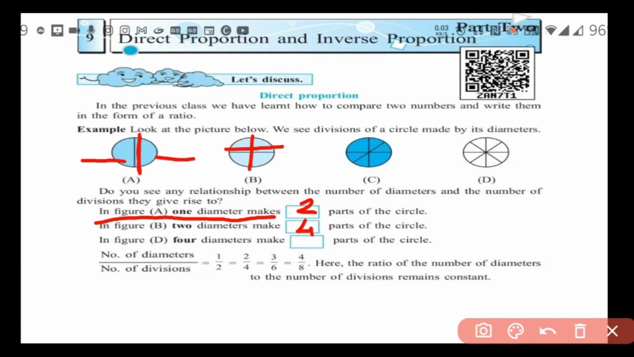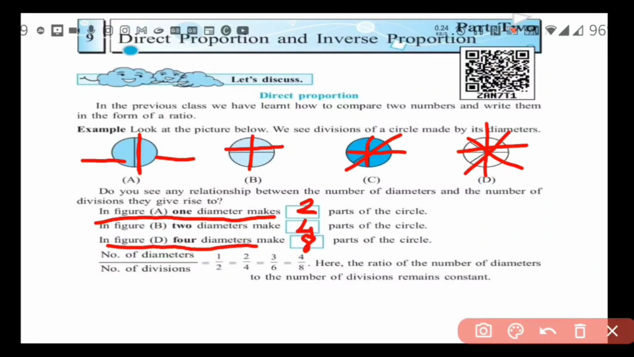Now let's see figure C. In figure C, three diameters are there, 1, 2 and 3. Due to these three diameters, we can see there are 6 parts of the circle. In the last figure we can see 4 diameters are drawn, 1, 2, 3 and 4. These 4 diameters give rise to 8 parts. The circle is divided into 8 parts. So in figure D, 4 diameters make 8 parts of the circle.